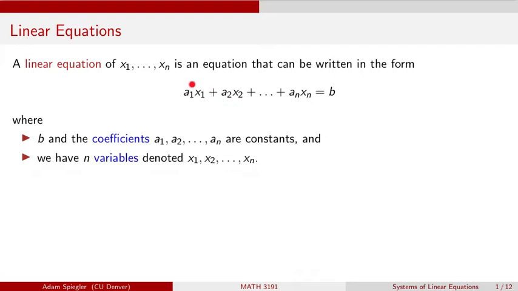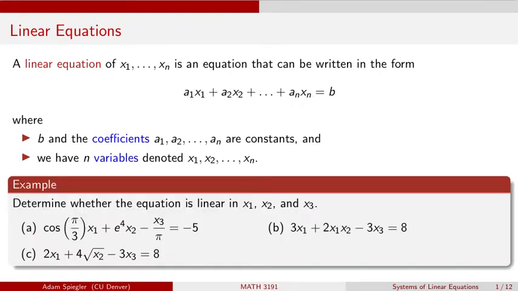So each term in this equation has a different variable x1, x2, up to xn in it, and that variable occurs to the first power, so the only thing that we can multiply each of these terms by would be some constant a1, a2, an. So we call the collection of all of these constants the coefficients of the equation, and on the right side we have this constant b, so this is also a constant. And so our variables in the equation we're denoting with x1, x2, all the way up to xn.